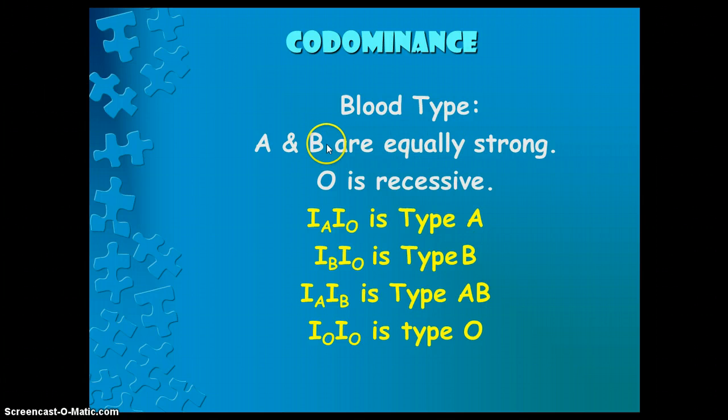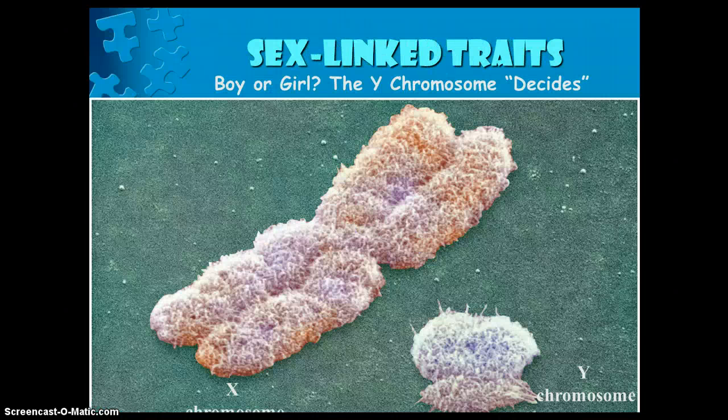So blood types A and B are equally strong and O is recessive. To have type A, we can have an allele for A and an allele for O, or we can have two alleles for A. The same goes with B. But to have type AB blood, we have to have both of those alleles present in our genotype. And to have type O, we have to have both alleles be type O. Okay.